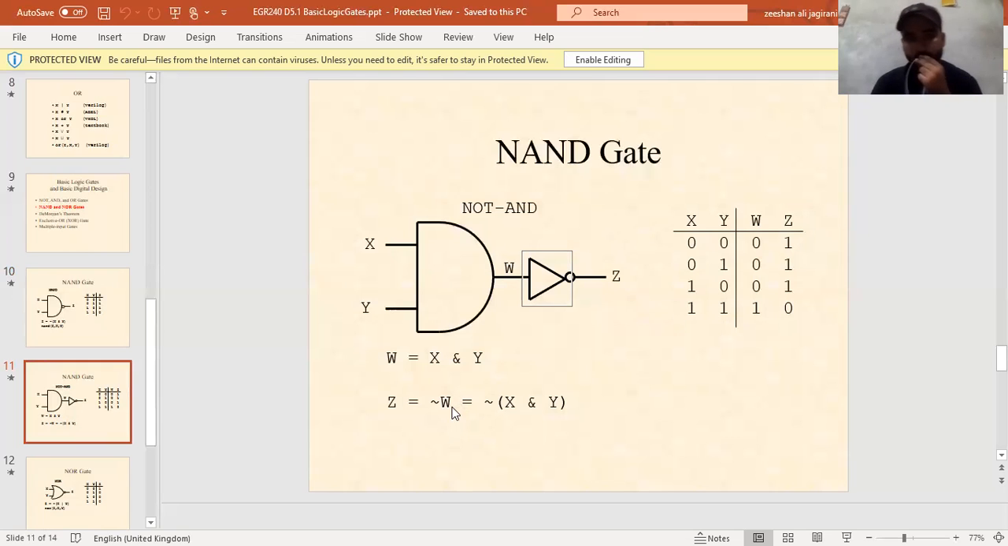Now the inverted value of it will be given, with the same X and Y. Suppose X and Y are 0, 0 will result in 0, which is the input for the second gate. And Z, where the NOT gate is also used, the inverted value of 0 will be 1. Now here all are the same method.